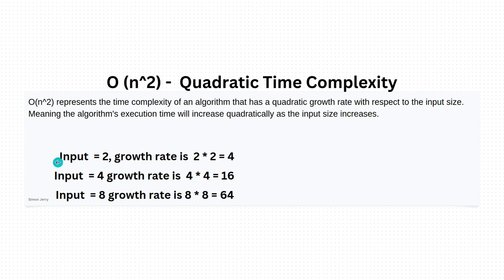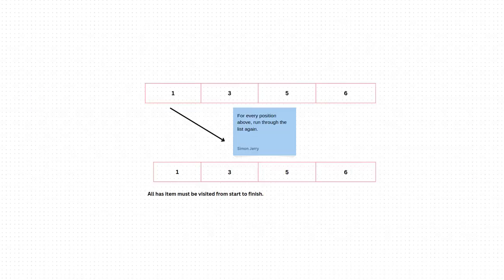So you can look at what I have here, right? Supposing we have an input which is 2, right? We have an array that has 2 items. So the growth rate is going to be 2 multiplied by 2, which is 4. What if the input is 4? The growth rate will be 4 times 4, and it's going to be 16 in total.